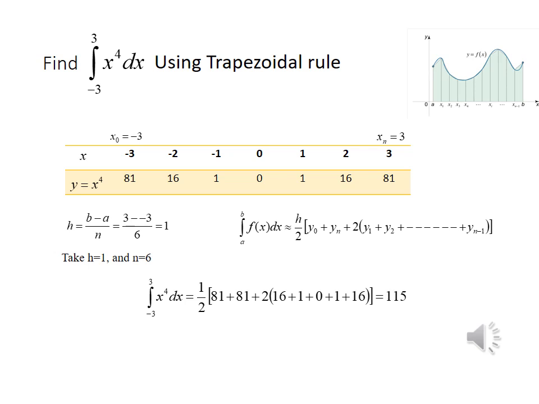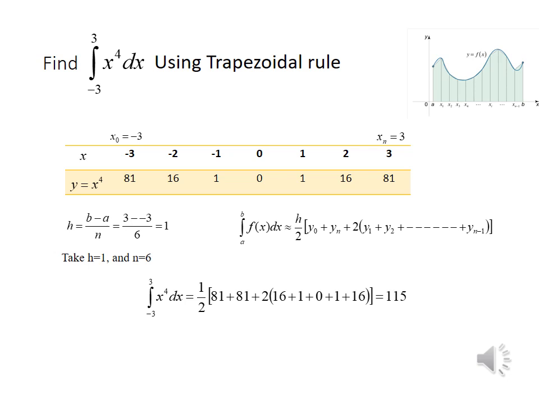So now you can substitute in the formula. The integral from minus 3 to 3 of x raised to 4 dx is equal to h by 2, 1 by 2 into the first term and last term, 81 plus 81, plus 2 times all other terms, which gives 115.